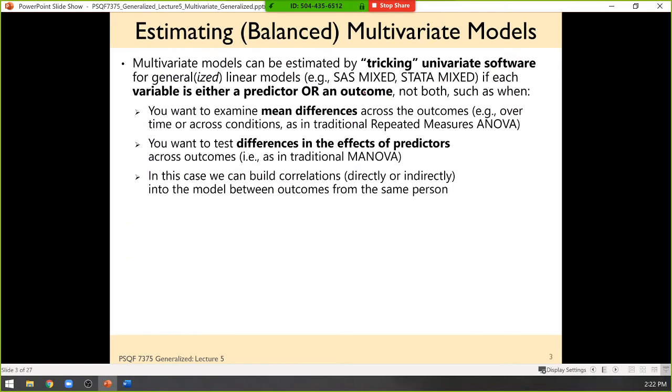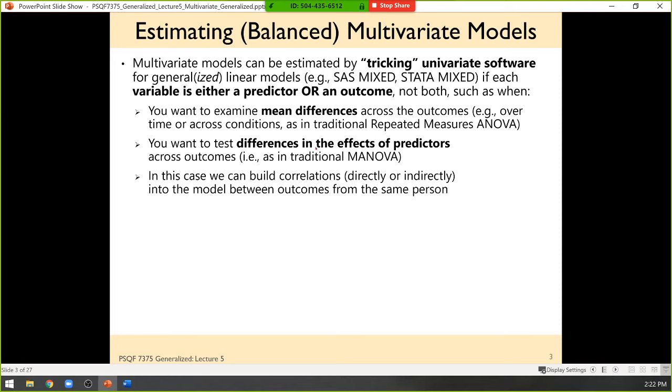So just to remind you, there are two ways of going about estimating these models. One is by tricking univariate software. That's what you've seen so far: we stack the data so that all the outcomes are in one column. We build dummy codes to keep track of which DV is which, and we put them in the model to act like switches so that we can tell it to use these predictors for this outcome and those predictors for this other outcome.